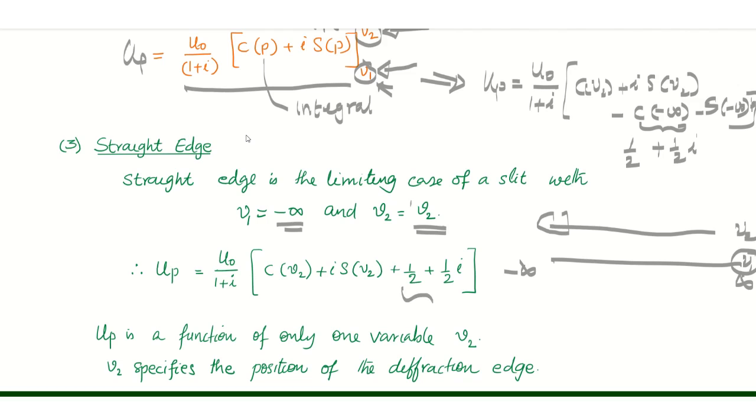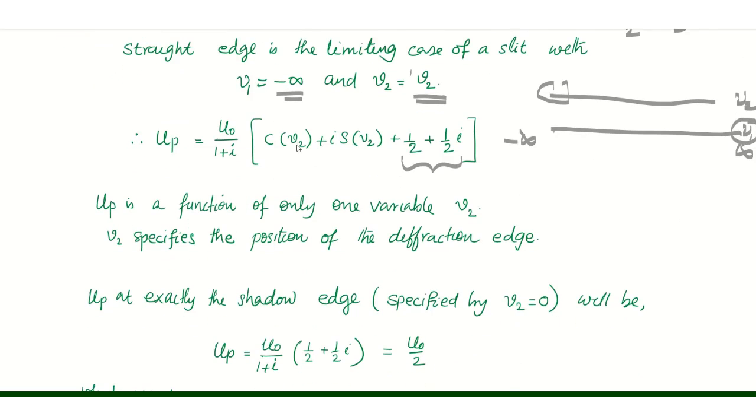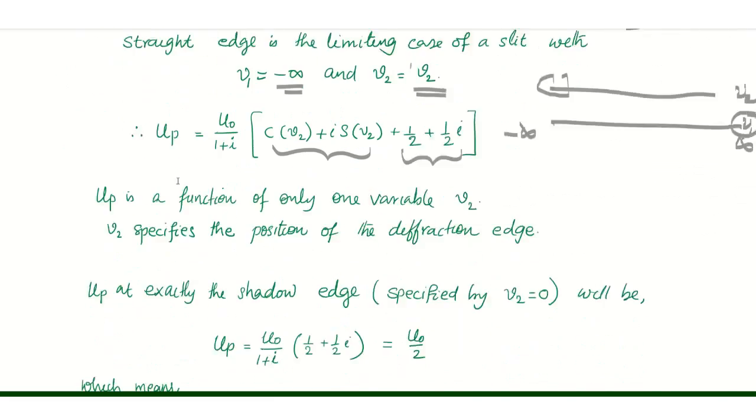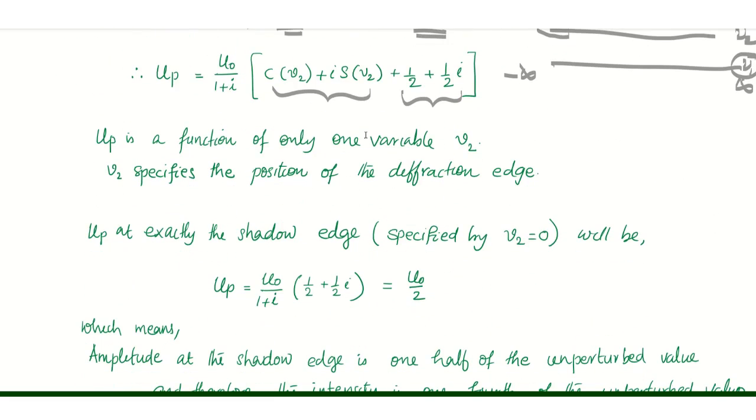That's what I have used here: half plus half I, and this is C V2 plus I S V2. And therefore, UP is a function of only one variable. Now, it is V2. V2 specifies the position of the diffraction edge.